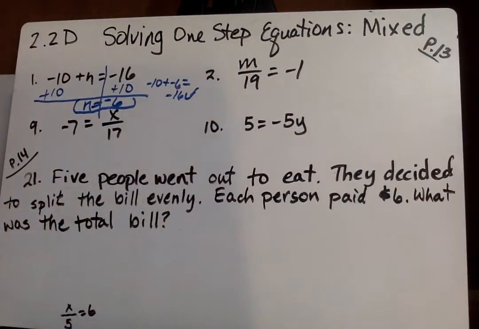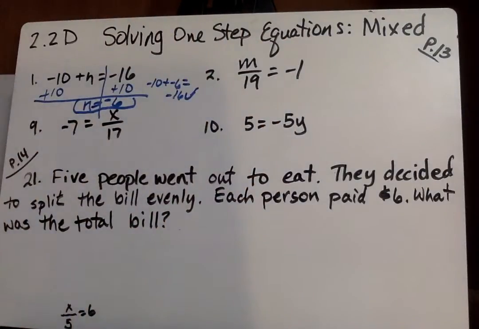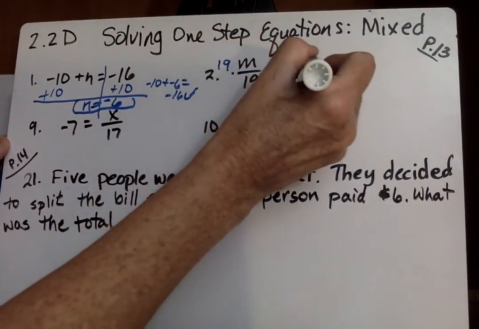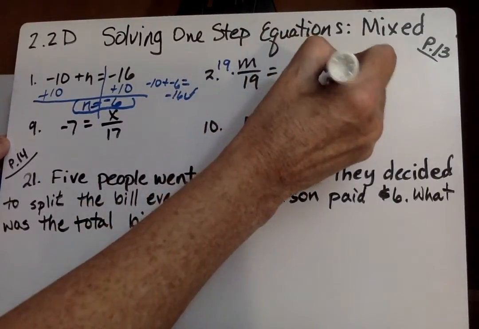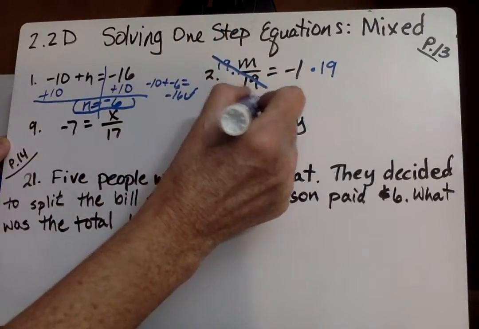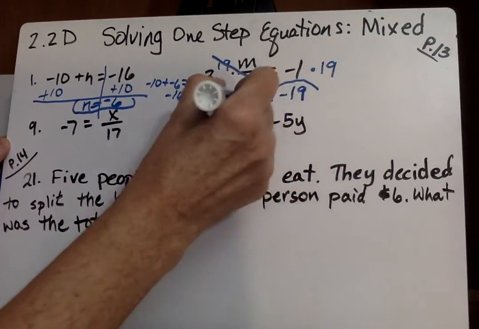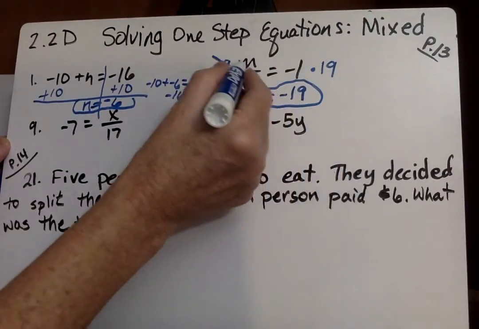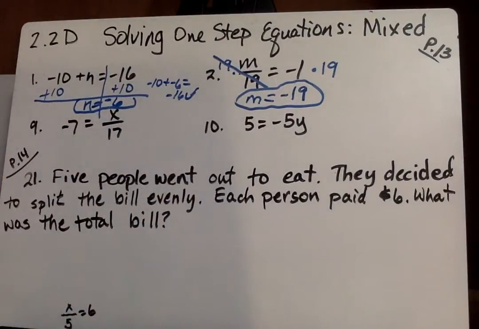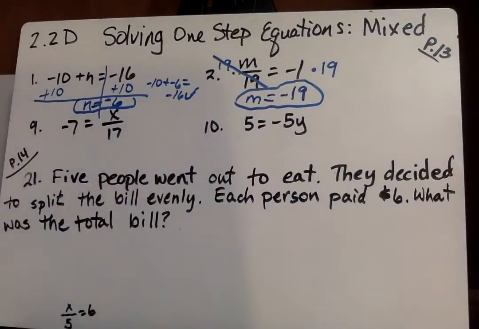M divided by 19 equals negative 1. It's divide, so we do the inverse operation, which is multiply. So we multiply each side by 19. And that crosses out with that. And M equals negative 19. And if I want to check it, I put negative 19 in there. Negative 19 over 19, does that equal negative 1? Yes, it does. Okay. This next one we do over here, number 9.